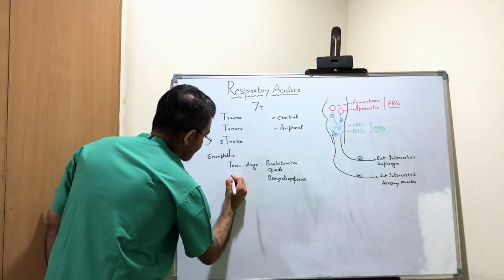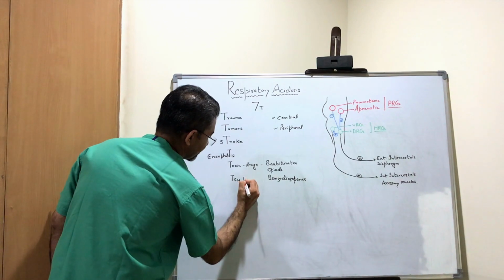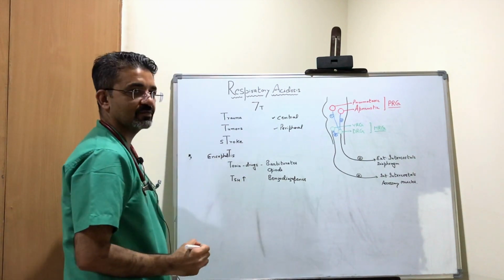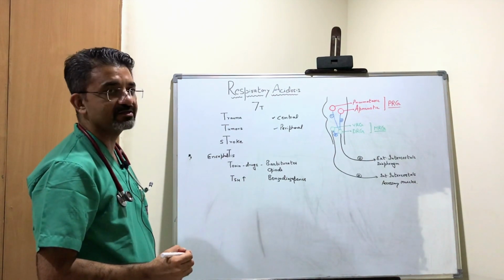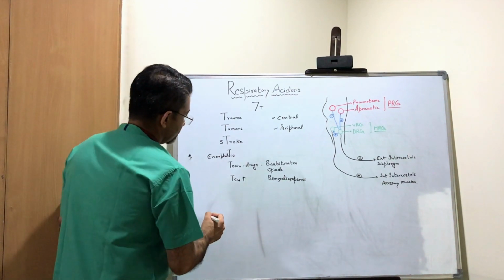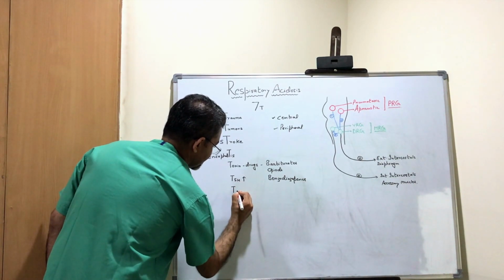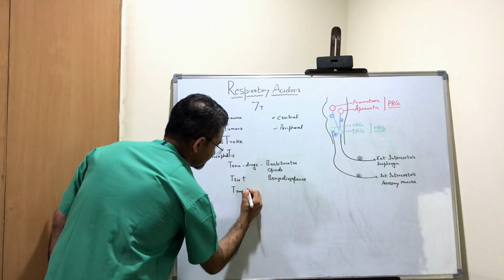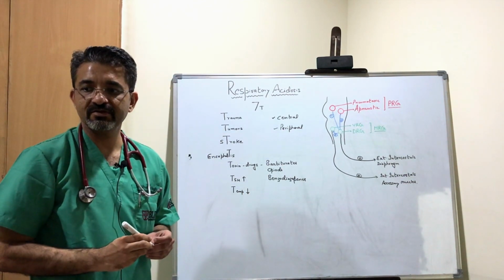Then you have thyroid dysfunction. TSH is high. Patient has hypothyroidism. So your basal metabolic rate decreases, giving rise to decreased respiratory drive. Then your last T is hypothermia, temperature which is less. The same mechanism, that your BMR decreases.